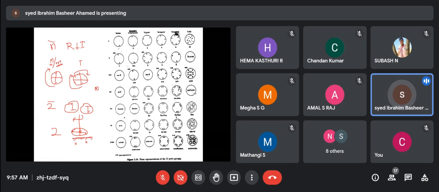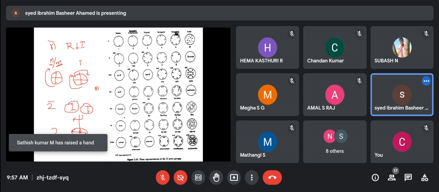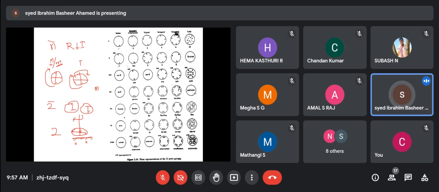Alright, then 3 over M is equivalent to 6 bar. Okay, and then 4 over M. So here you will have 4 dots and over that you will have a circle. Alright, so likewise you can try for all the 32 point groups here. Okay, so don't worry about the last column for the cubic cell, which is a little bit complicated, but for the other systems you can try.